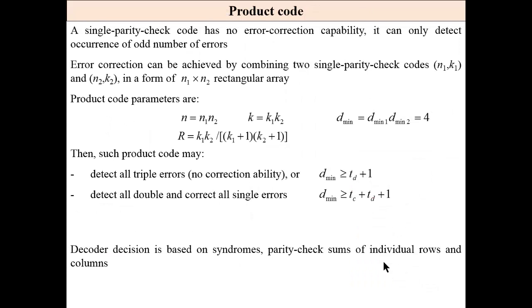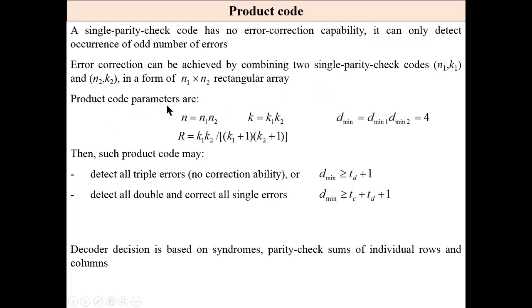Another simple code, a product code. A single parity check code has no error correction capability. Its minimum distance is 2. Then error correction can be achieved by combining 2 single parity check codes, and the information word is written down in a rectangular array.